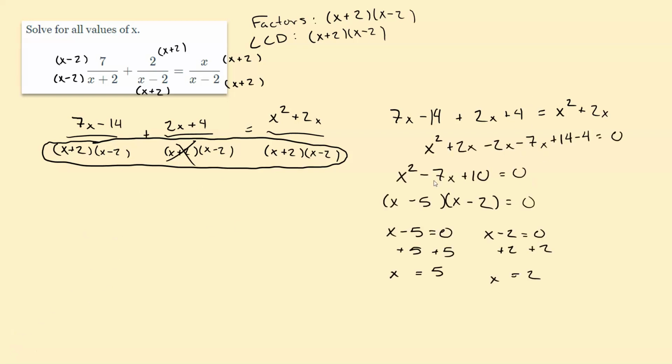So when I got everything to one side, I got x squared minus 7x plus 10. And when I factor it, I got x minus 5 times x minus 2. Set each factor equal to 0. Add 5 on both sides, you get x equals 5. Add 2 on both sides, you get x equals 2.